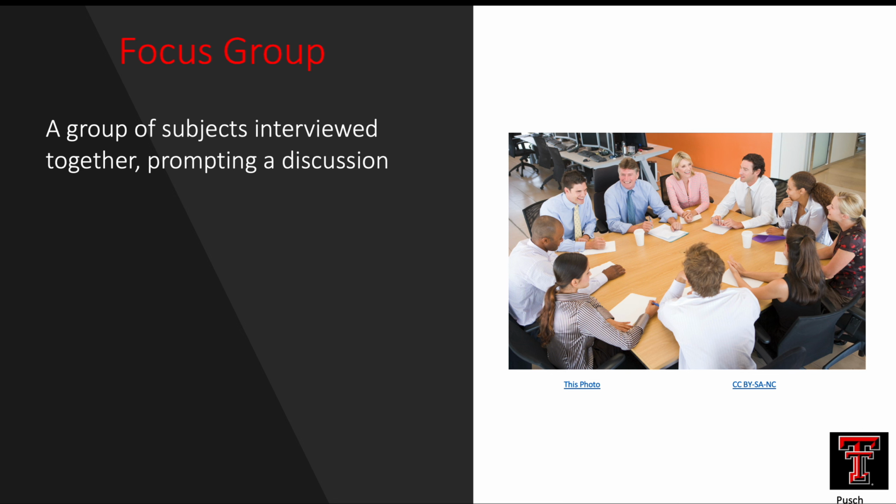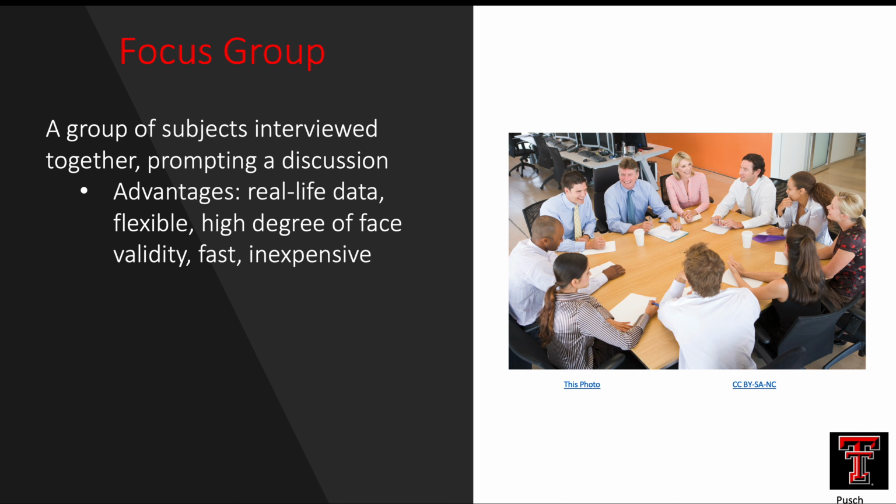Focus group. So this is a group of subjects interviewed together. So basically having a big discussion. This is sometimes used in social research. It's used a lot in market research. So for example, if you want to get opinions on a vacuum cleaner, you might give a bunch of people a vacuum cleaner and then bring them all together and have a discussion about what they liked and what they didn't like about it. But we can do social research using this as well.